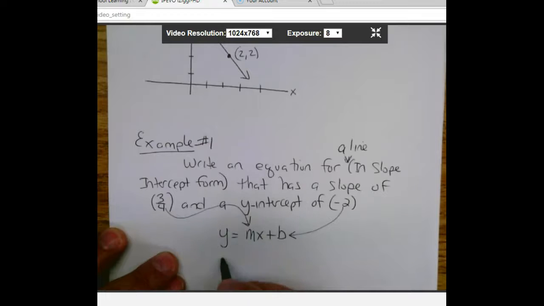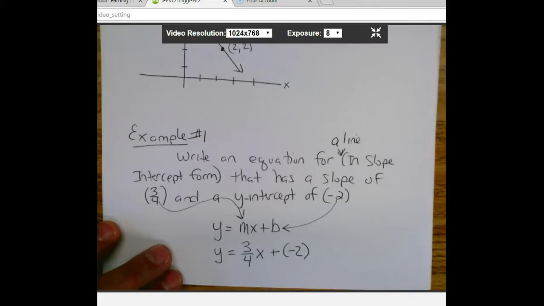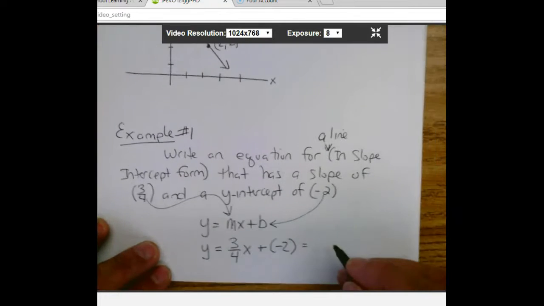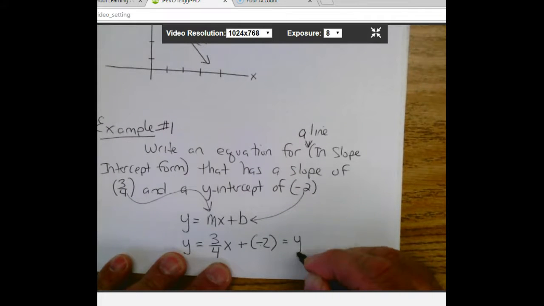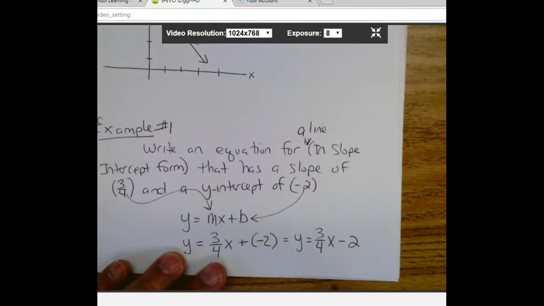So for the y, we don't know what it is, then the m would be 3/4, then x, and then it would be plus a -2. You'd want to rewrite this. We want to get this positive because plus a negative 2 is really saying minus 2. So if we were to rewrite this, it would be y equals 3/4 x minus 2. And then we have the slope-intercept form. And then we can solve for something we don't know.